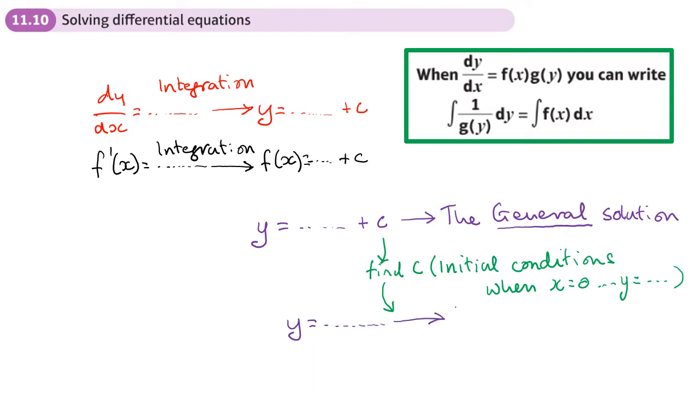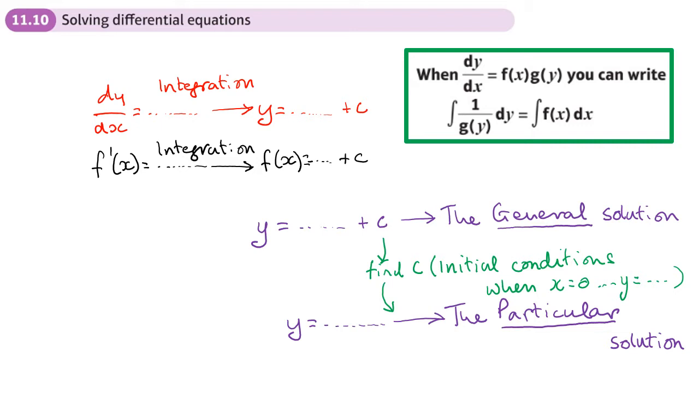This is what we call the particular solution. So we have a general solution when we have plus c. When we work out what c is, we have what we call the particular solution.